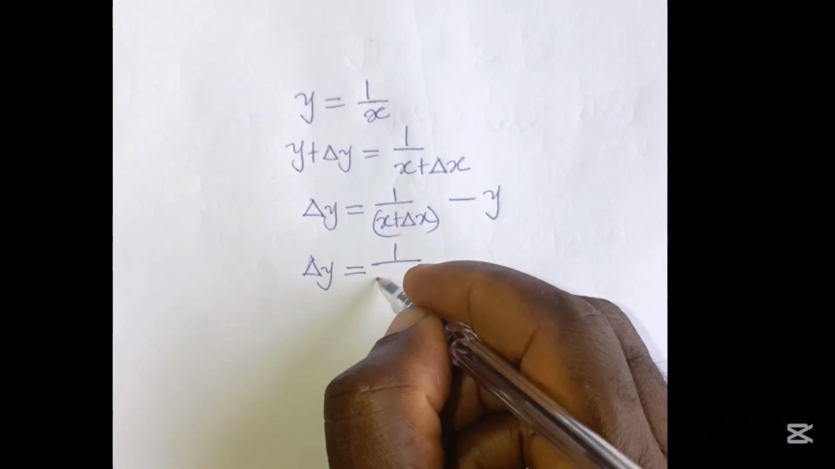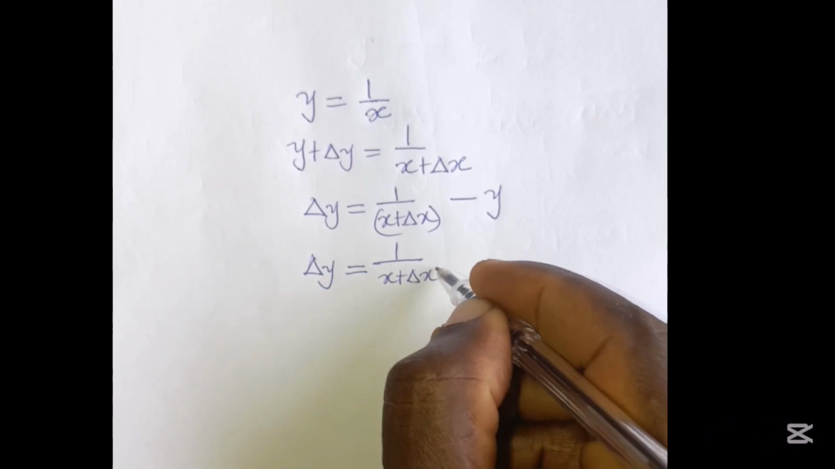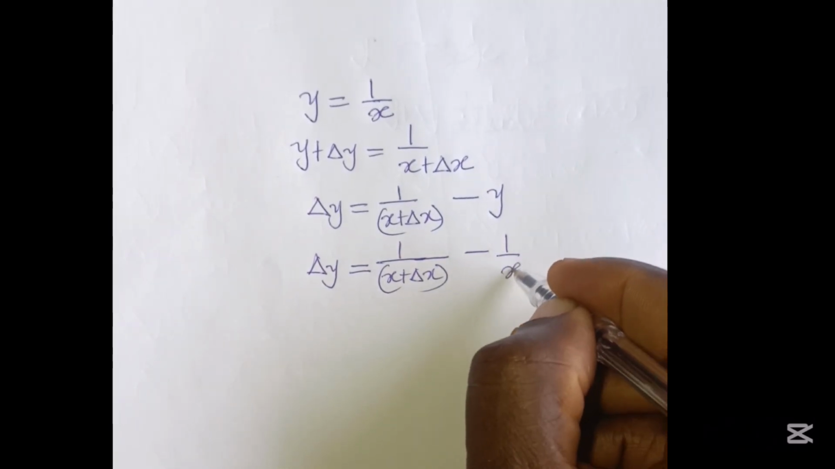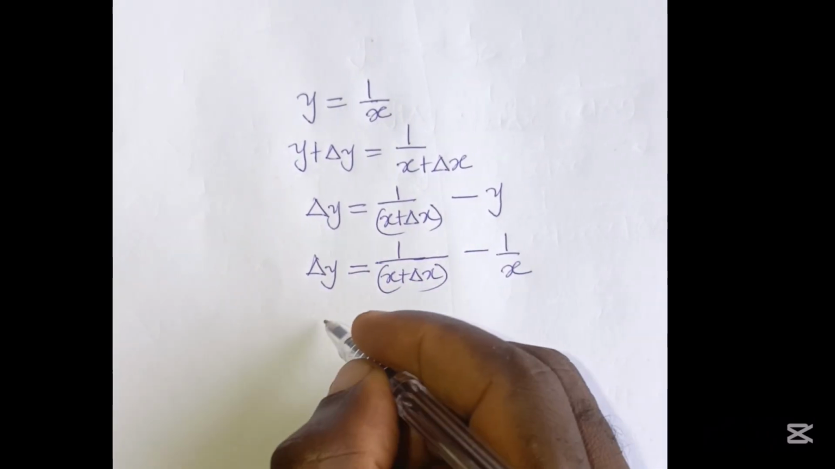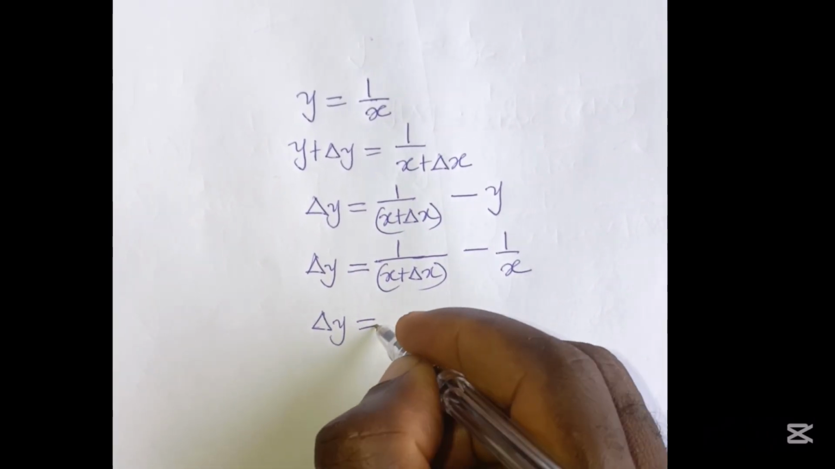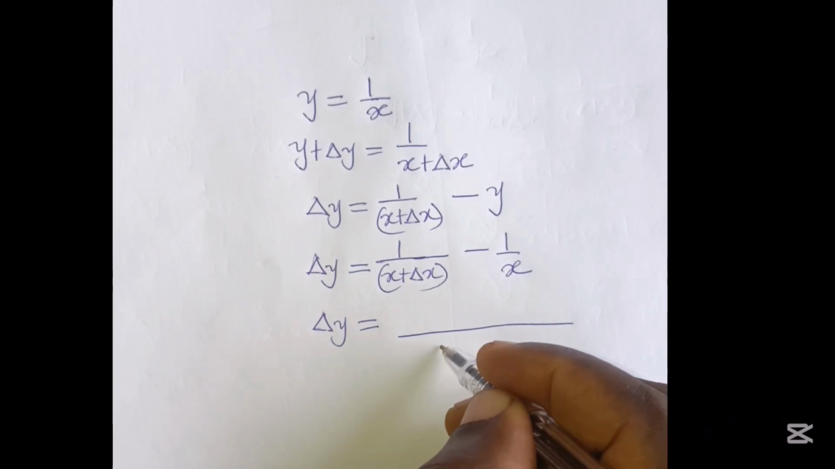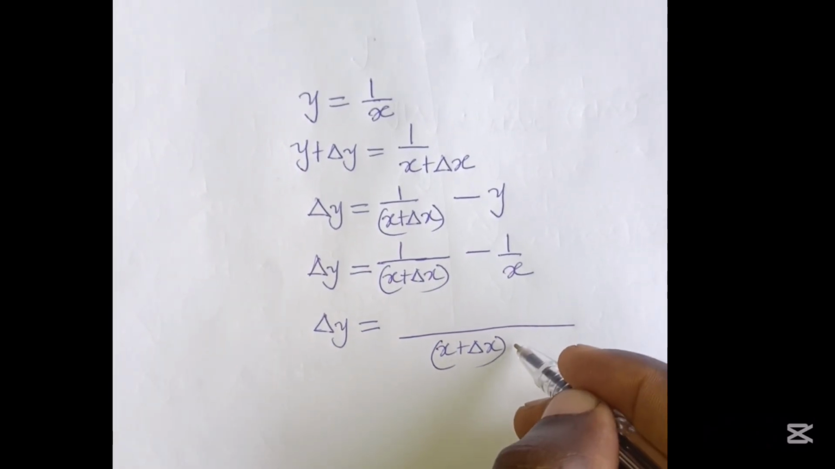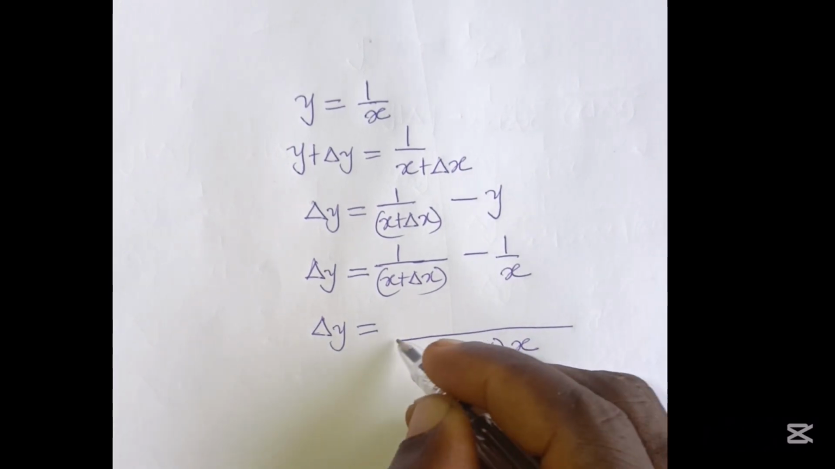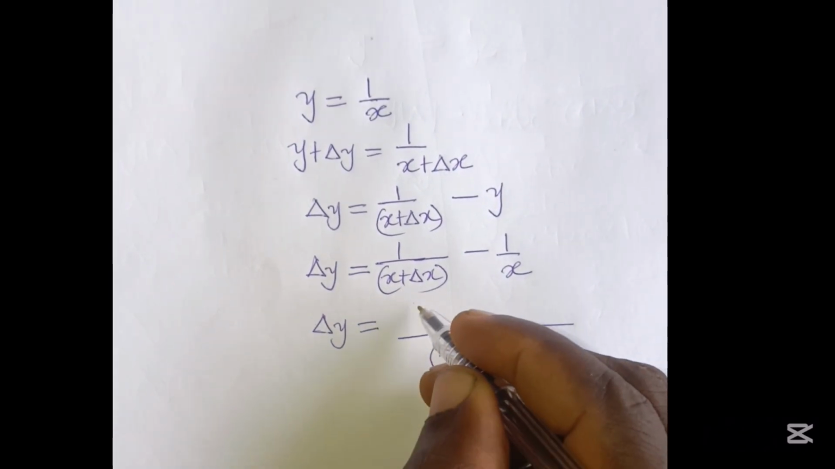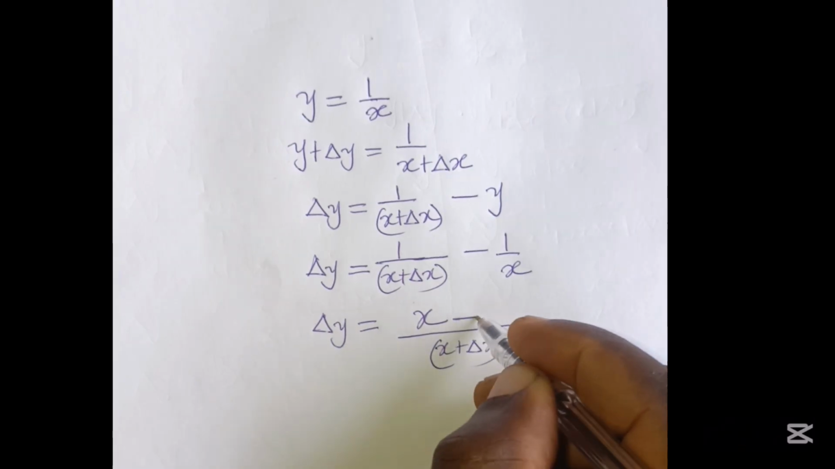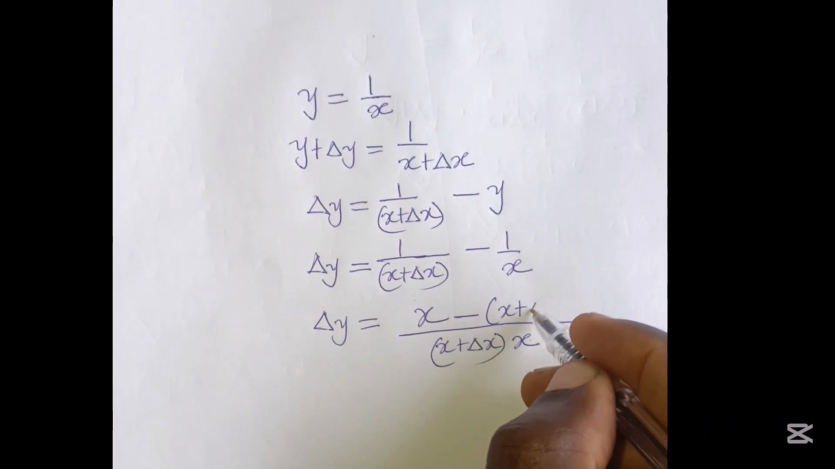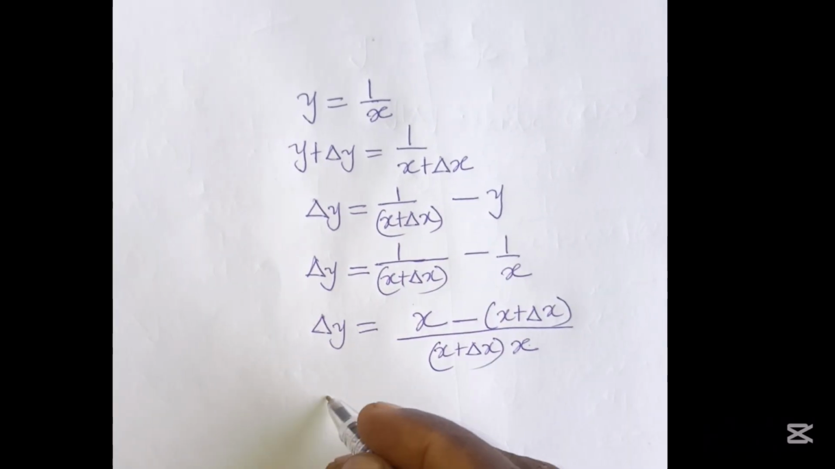Our y is 1 over x. So 1 over x plus change in x minus, we replace y with what we have in the initial function, which is 1 over x. Now change in y is equal to finding the LCM of x plus change in x and x. So we have x plus change in x times x. For x plus change in x in the denominator, that is times 1, gives us x. The x in the one below, we multiply by 1. So we have x plus change in x.